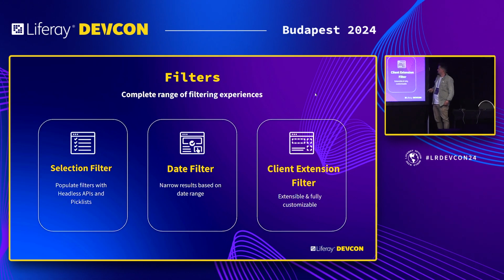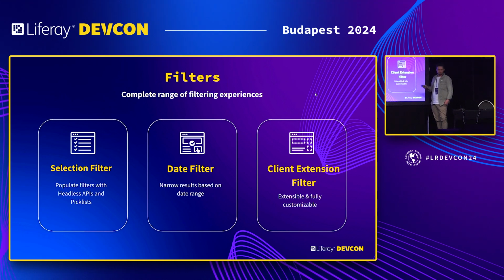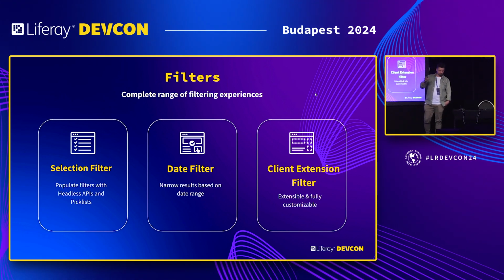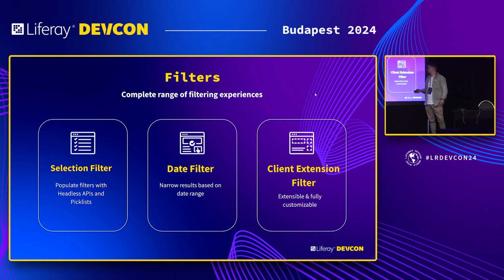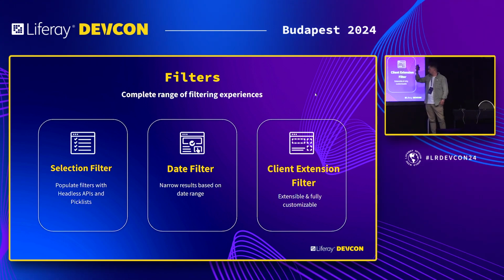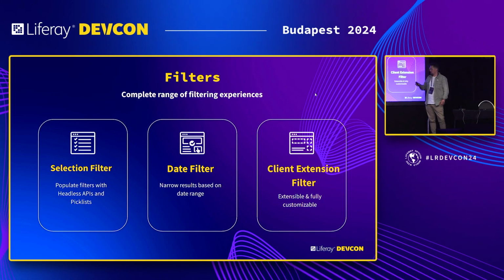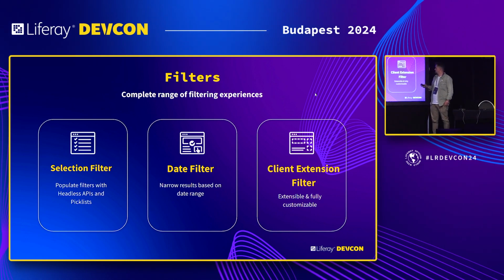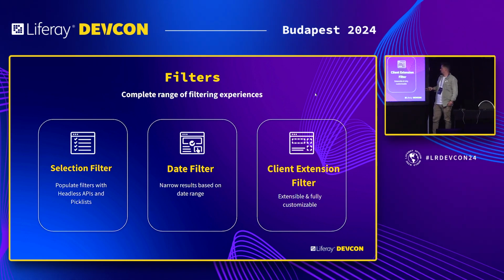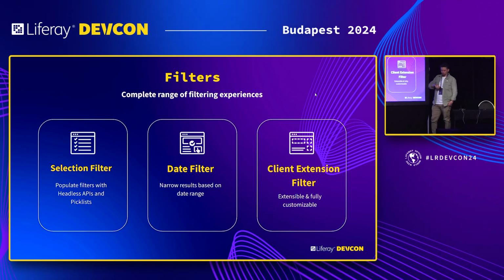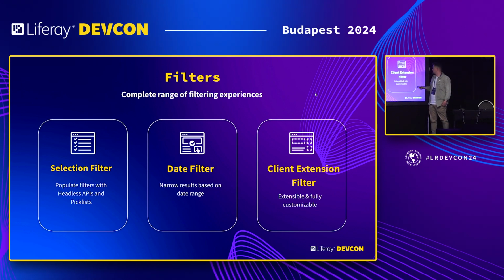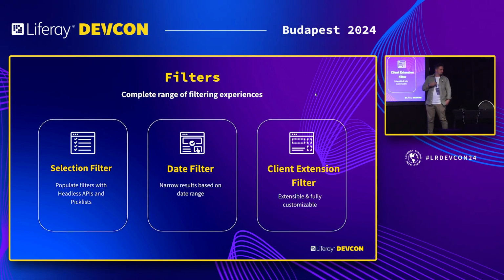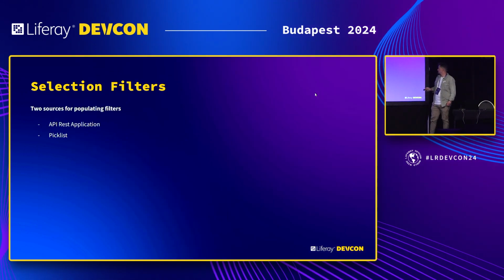So let's see the filters. We have 3 types of filters. Selection filters, which is a list of values, like for example, a brand filter in a commerce website with all the brands. We have different ways to populate the values. Also the date filter, from date to date, is a date range filter, and the client extension filter that will be shown by Danny after in the demo.